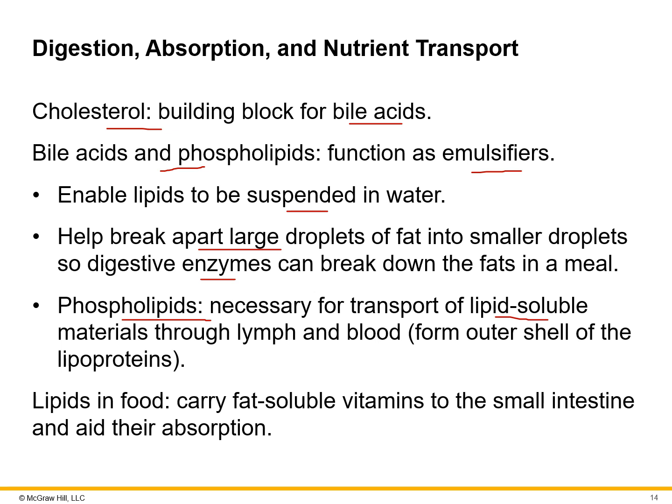So again, thinking about the outer shell where we have a lot of those phospholipids, and then inside we store all the lipids that don't like water. So again, that outer shell of the lipoproteins. So these lipids in food also help carry fat-soluble vitamins. So not all vitamins like water. So the fat in there helps store in and transport those vitamins.